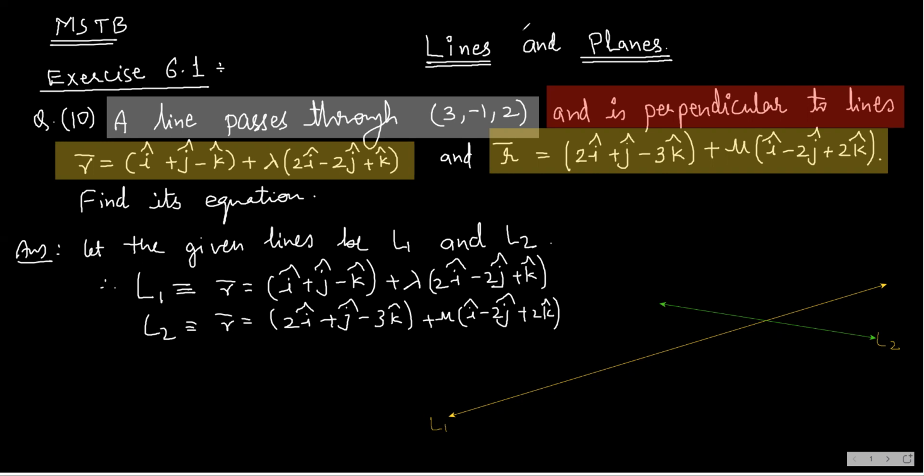So if the required line is perpendicular to these two lines, what direction could the required line be in? See, what I understand here is, if the required line is perpendicular to L2 and L1, let me first draw a vector which is parallel to L2, and I call this vector B2.